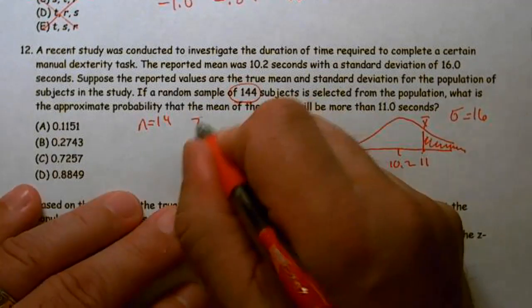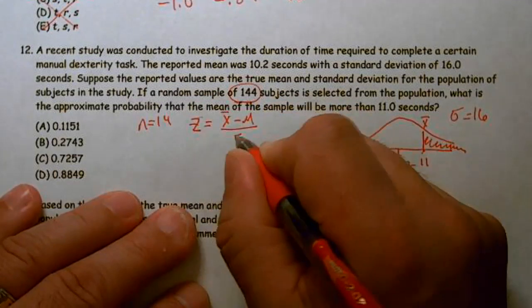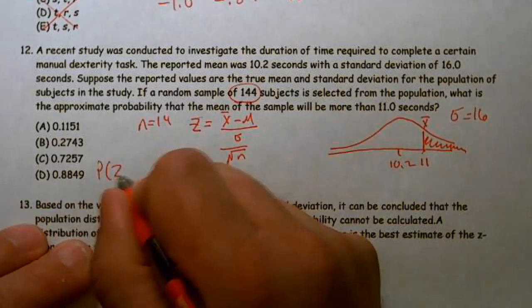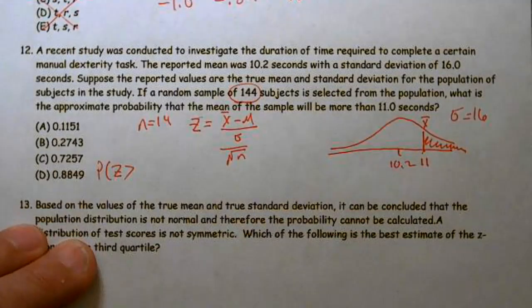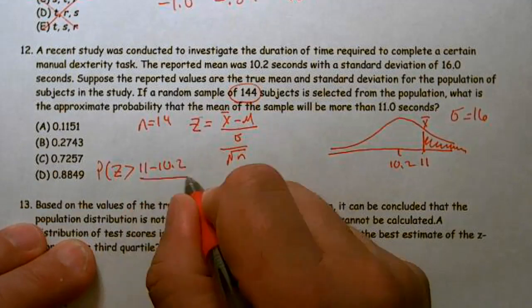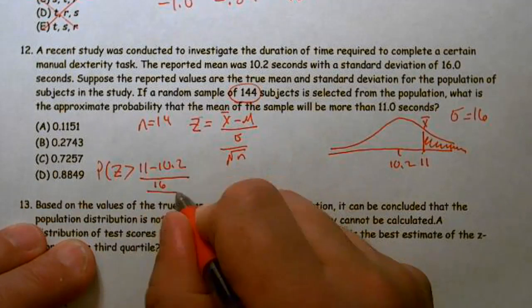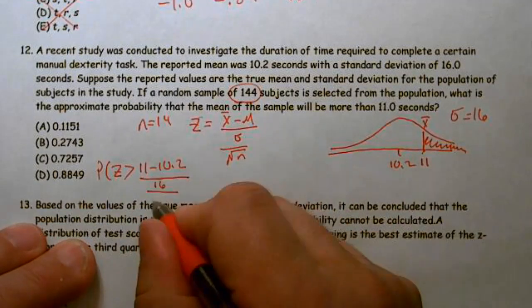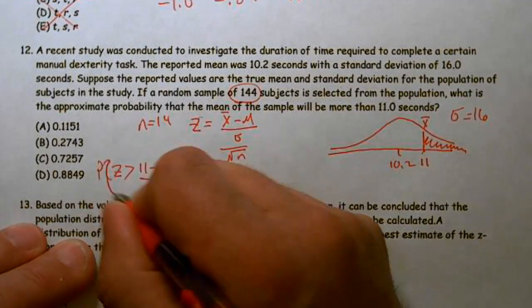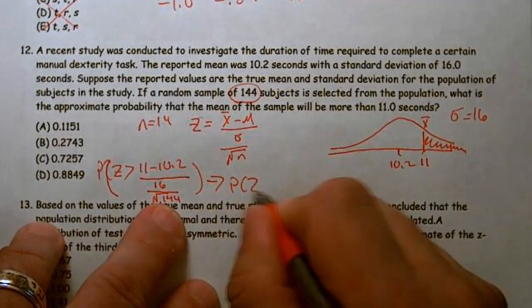So that means we're working with Z equals X bar minus mu over sigma divided by the root of N. So I need the probability that Z is greater than 11 minus 10.2 over the standard deviation. And once again, I know this is multiple choice, but you're going to have to show this work, just like you were doing a FRQ, and that's the probability that Z.